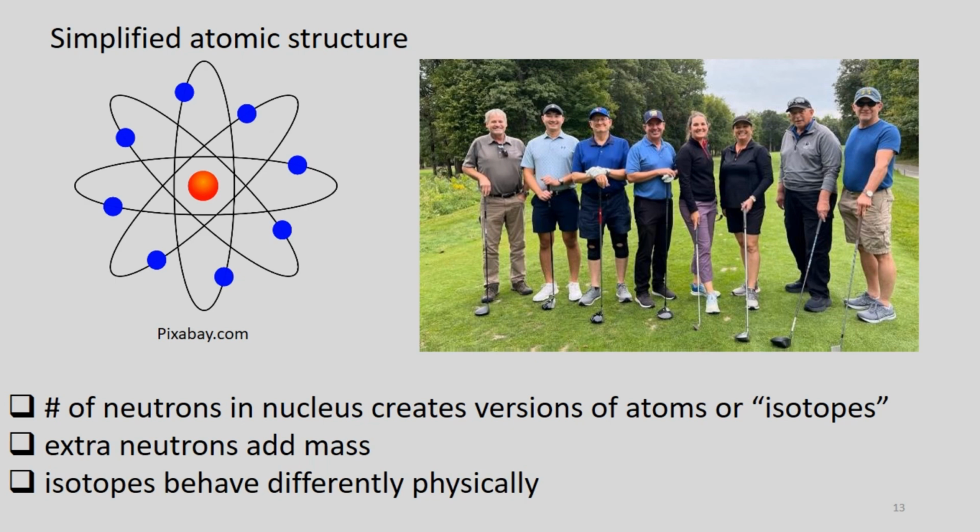So isotopes behave differently because of the mass. And we're going to see that with oxygen, nitrogen, and hydrogen. And we use those as tools to determine whether you have legacy nitrate or not.